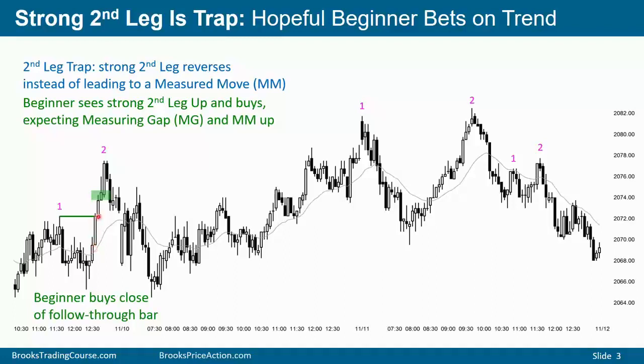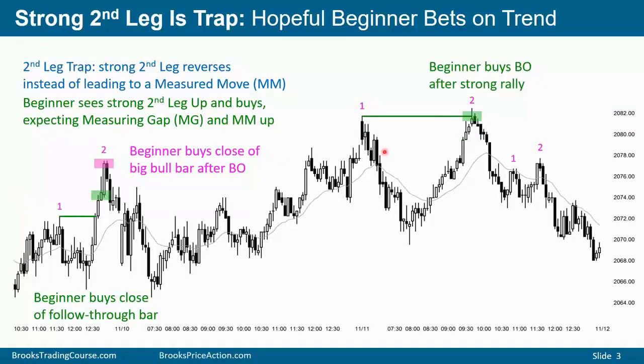Beginners see 3, 4 consecutive bull bars. They start buying closes, betting that it's the start of a bull trend. They may even buy the highest close, hoping for a big bull breakout. And same up here. They'll be buying closes, hoping that the trading range is going to convert into a bull trend, and then they just get trapped into buying too high.